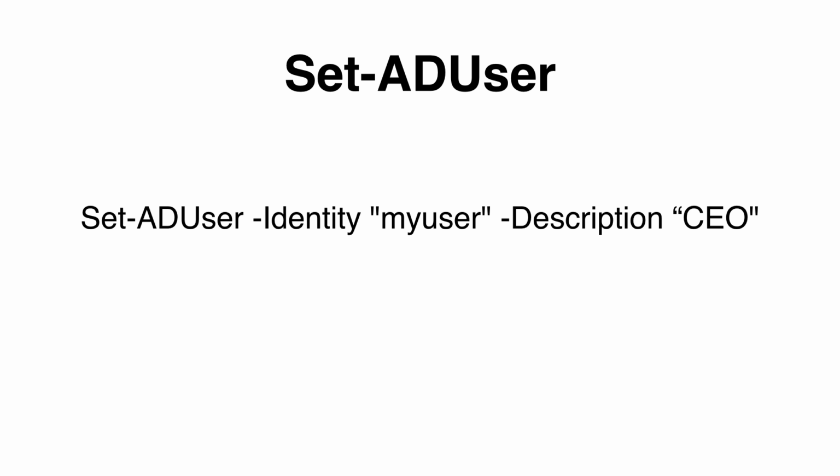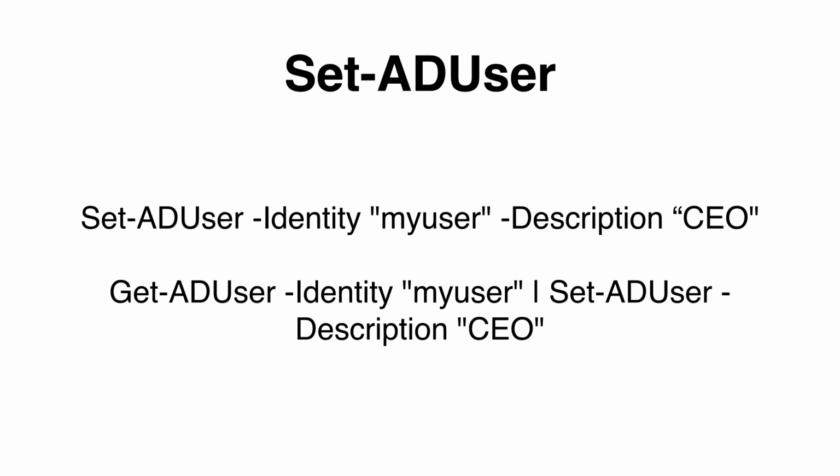There are two ways of changing the Active Directory user object. One is to specify the property you would like to change and use the Set-ADUser commandlet. Another way is to get the user and then pipe its output to the Set-ADUser and then set the property.